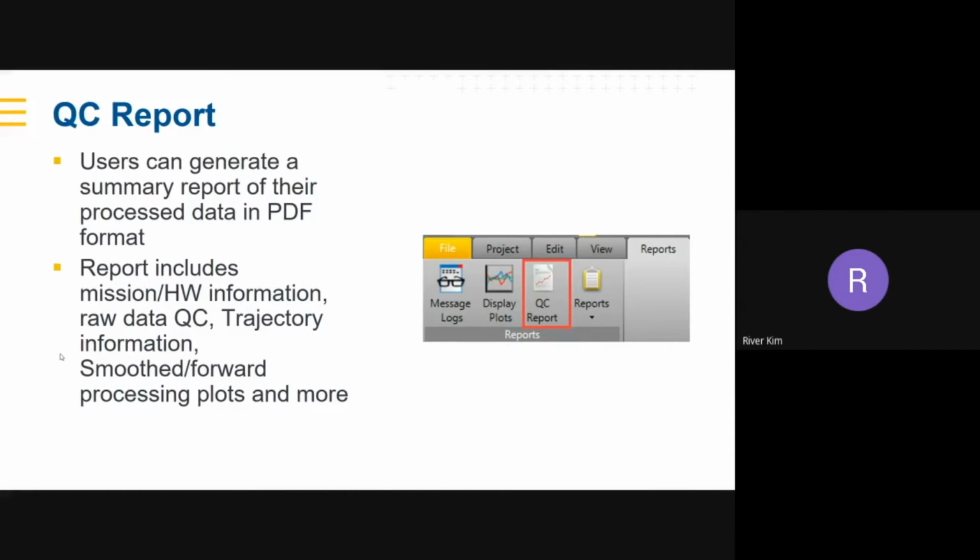I did also want to mention the QC report feature in POSPac. What this does is allow you to generate a summary report of your process data in PDF format. This report includes many of the plots that we just described, as well as additional information like mission information, hardware, the raw data QC, trajectory information, and many more. This is useful if you want to share the results of your collection and processing results with someone who may not have POSPac readily available to review the data itself.